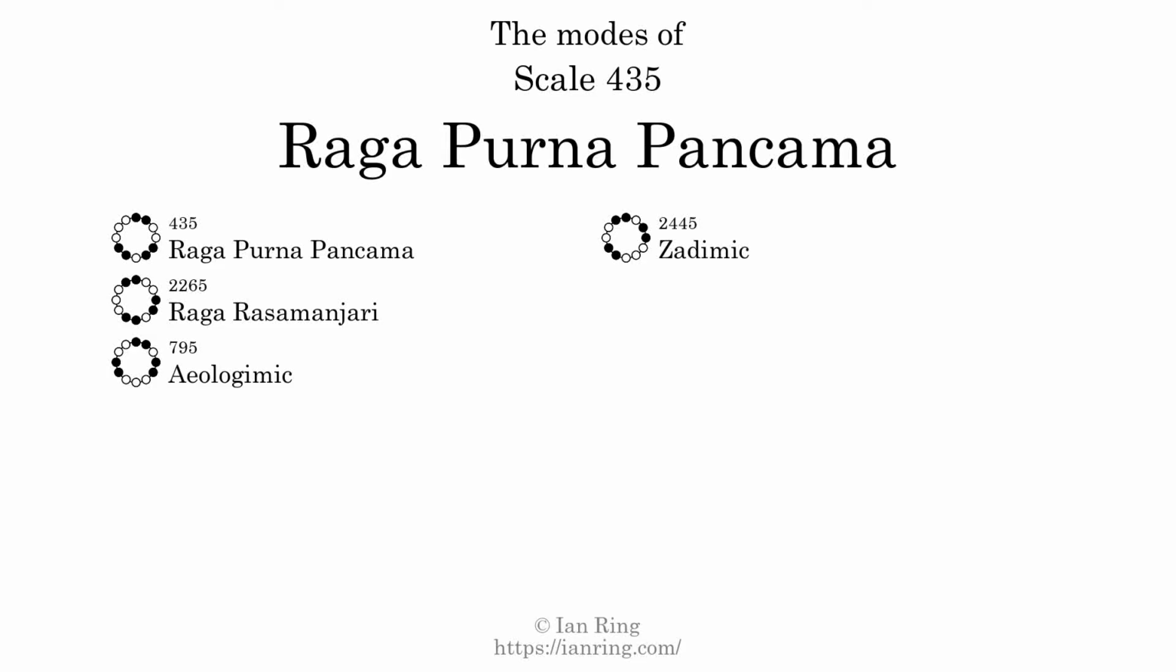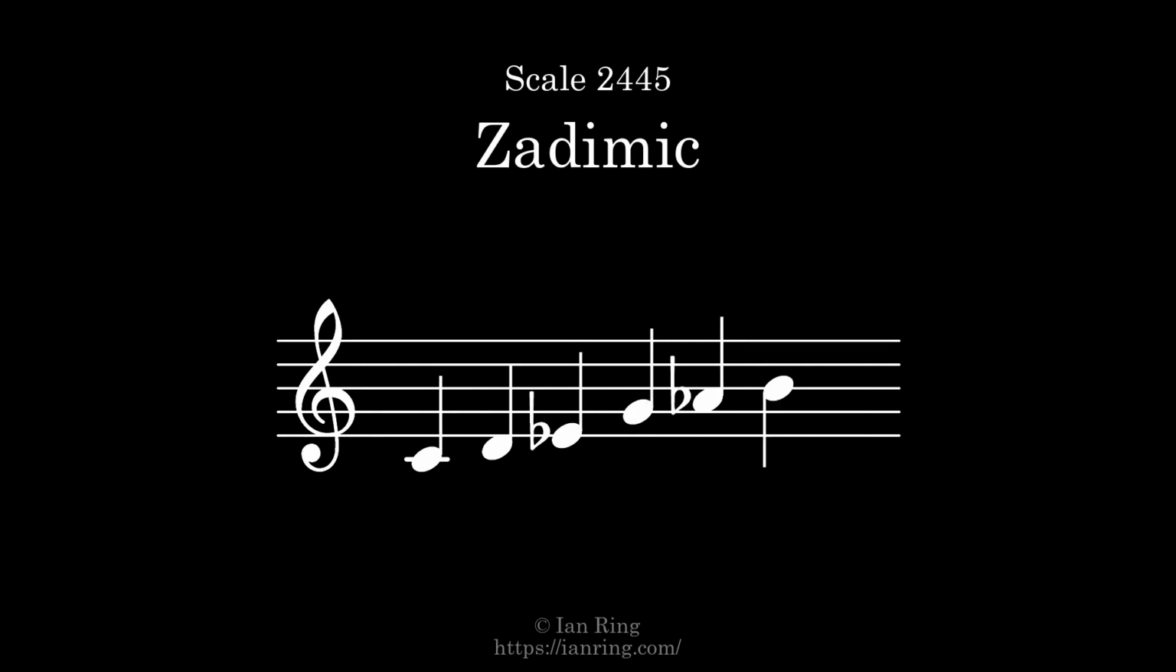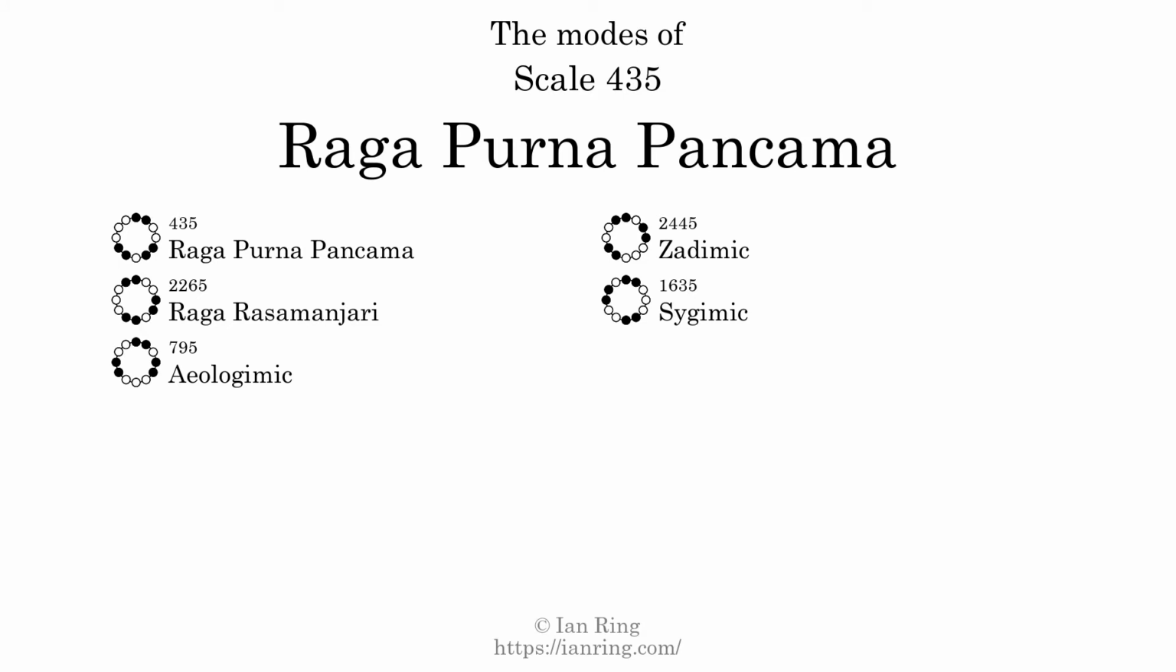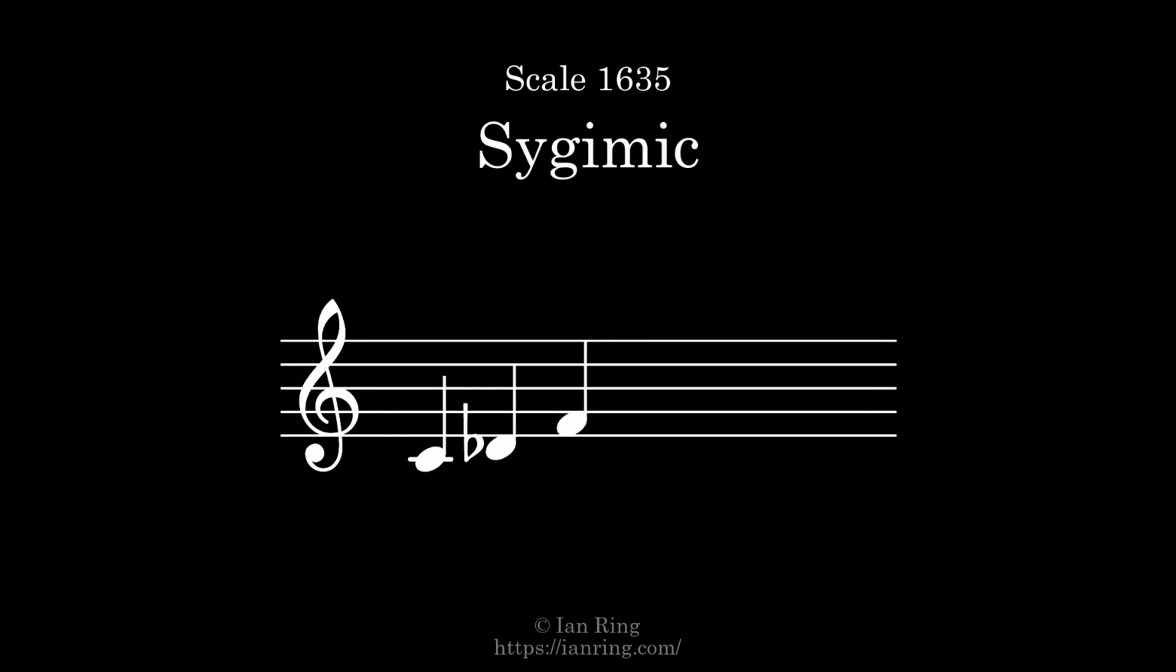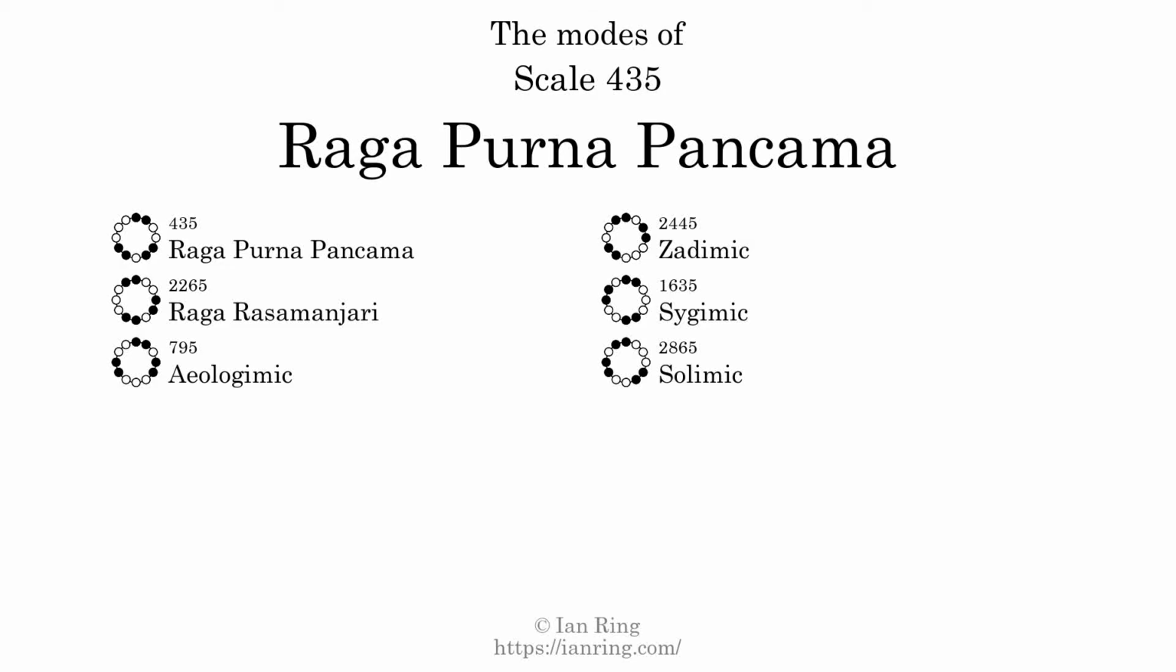The fourth mode is scale 2445, also known as Zdymic. It sounds like this. The fifth mode is scale 1635, also known as Syzymic. It sounds like this. The sixth and last mode is scale 2865, also known as Salimic. It sounds like this.